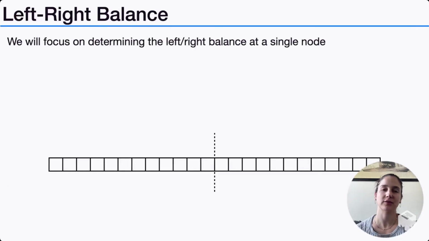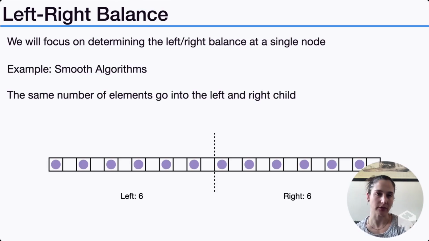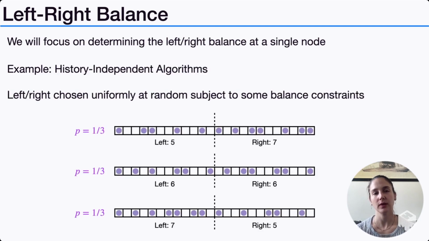Let's look at some examples of how this would look on the algorithms we've already seen. In a smooth algorithm, because I'm spreading elements out evenly, the same number of elements go into the left child as the right child. And in history-independent list labeling algorithms, although I don't have time to go over in detail how they work in this talk, they choose the left-right balance uniformly at random from a distribution that conforms to some balance constraints. Let's say the two sides can't get too out of balance. And then by choosing this at random, an oblivious adversary is not able to know exactly which state the algorithm is in.